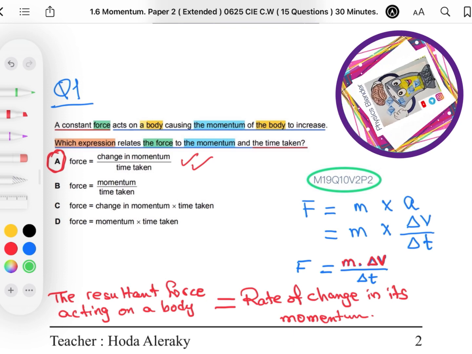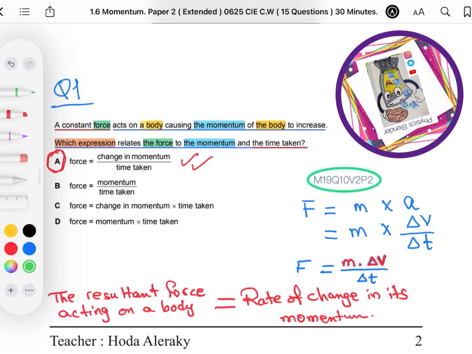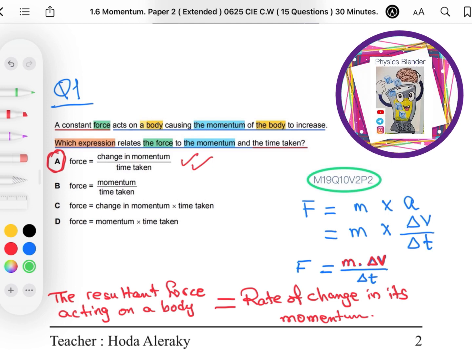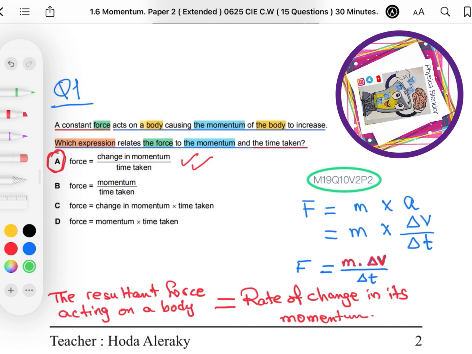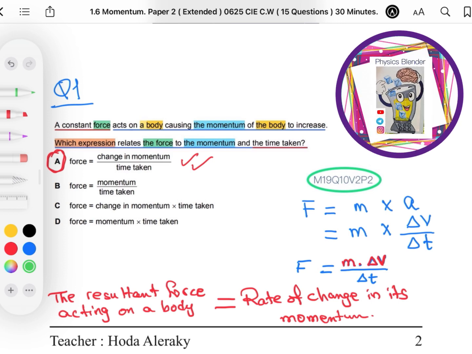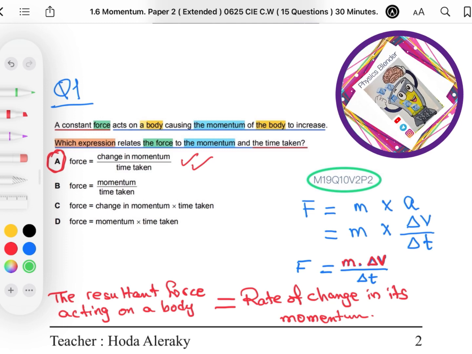Okay, what else? The relation between force and time taken. The longer the time of collision, the smaller the force. And this point is very important for safety, in car safety. Using airbags, using a seat belt, all these features are used to elongate time of collision, so the force acting on the driver will be less. And we have many questions discussing this in paper 4. Okay, so the answer for this question is A.